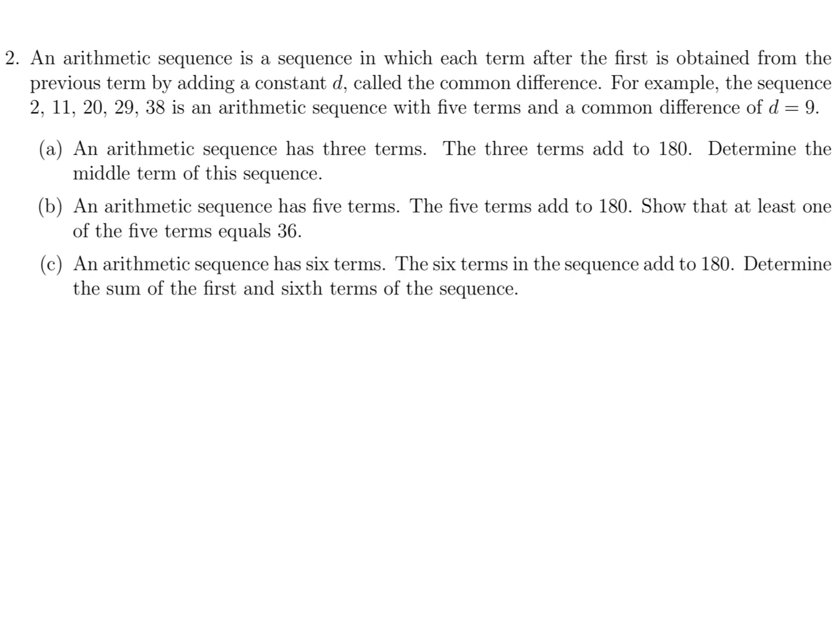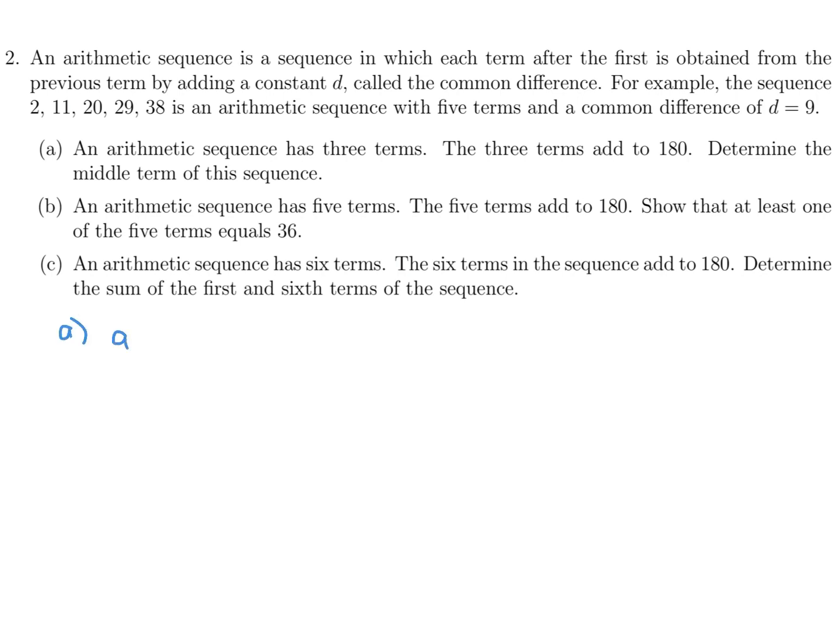Number 2, an arithmetic sequence is a sequence in which each term after the first is obtained from the previous term by adding a constant d, called the common difference. For example, the sequence 2, 11, 20, 29, 38 is an arithmetic sequence with 5 terms and a common difference of d equals 9. An arithmetic sequence has 3 terms. The 3 terms add up to 180. Determine the middle term.